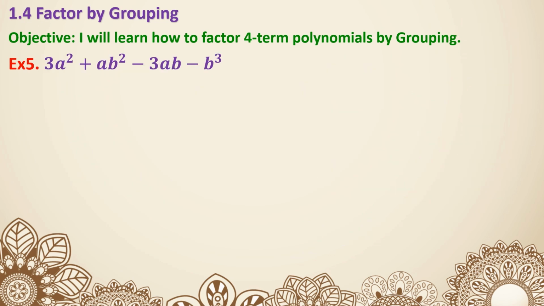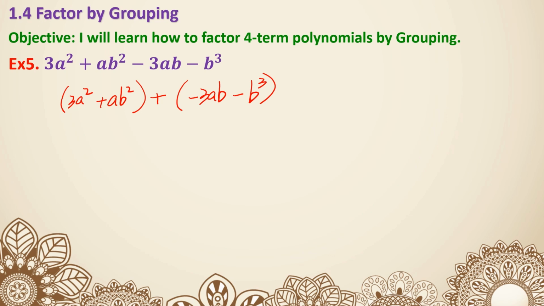Same process, identify the GCF first. In this case, not every single term has an a, not every single term has a b, and as for the numbers 3, 1, -3, -1, they do not share any numbers. So we can continue to start our grouping. 3a squared plus ab squared, that's a plus sign in the middle. We'll do -3ab and minus b cubed. Let's start factoring out some GCFs for each part.